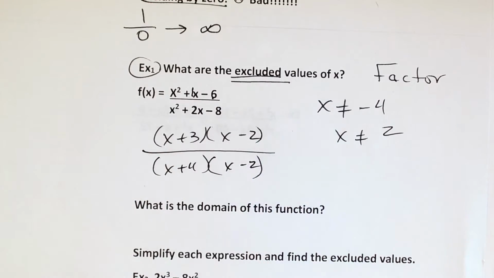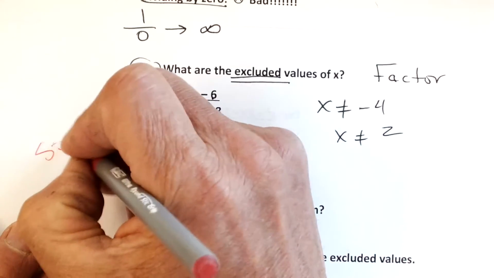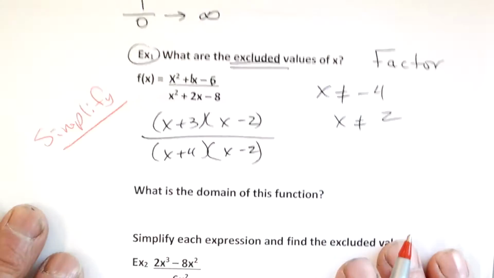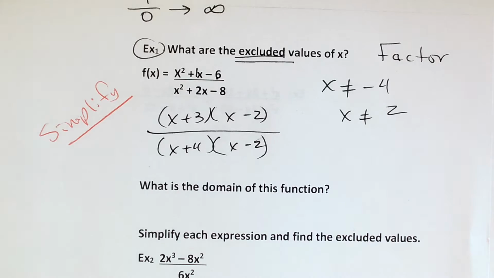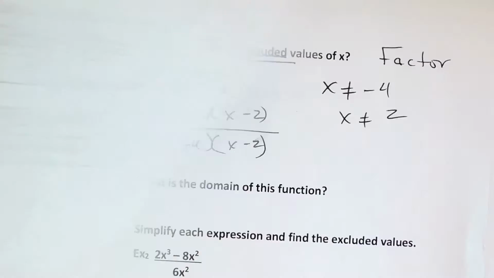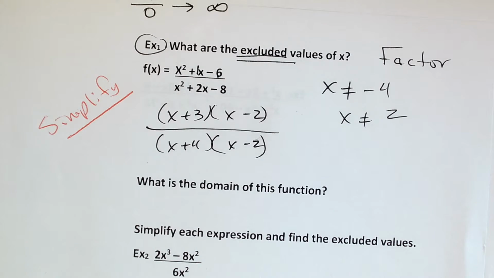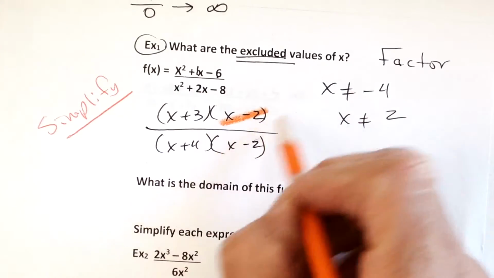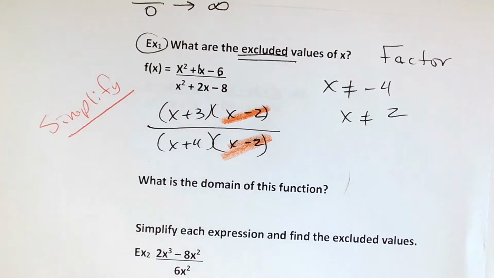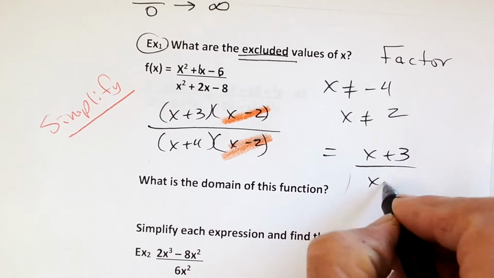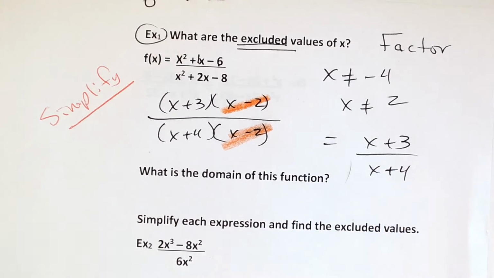Now this problem can actually be simplified. Let's simplify it. And when I say simplify, let's go back to our warm-up. We were able to cancel, right? In our warm-up, we were able to cancel. Well, what do you see that we can cancel? X minus 2 with x minus 2. See how I do that? Boom, boom, x minus 2, yes. So I'm just going to reduce and simplify, and I get an answer of x plus 3 over x plus 4.